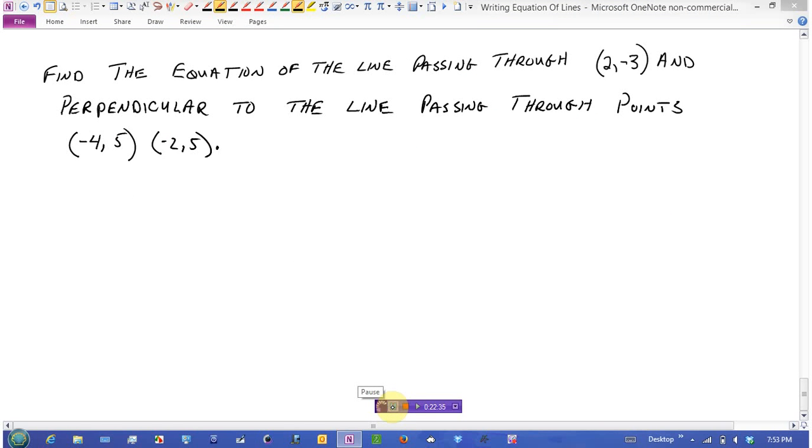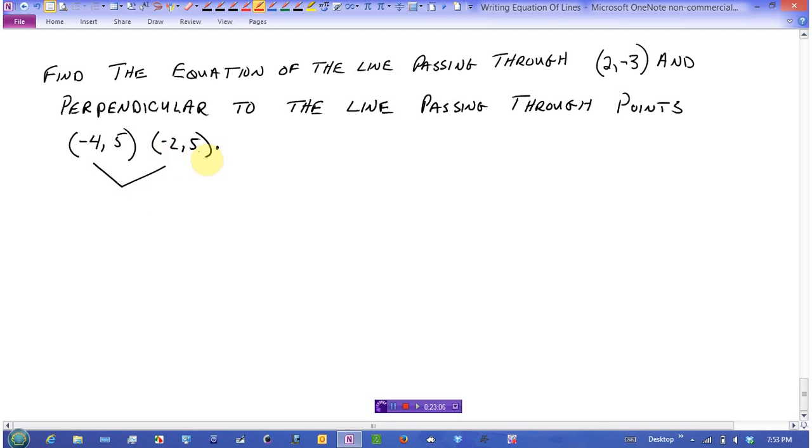For the last example, I want to do another one of these horizontal and vertical lines. And so what we have is we need to find the equation of the line that passes through the point (2, -3). So the line I'm looking for is passing through the point (2, -3). And that line is perpendicular to the line that's passing through the points (-4, 5) and (-2, 5). So the first thing I need to do is find the slope of that line that it's perpendicular to. So let's do the slope.